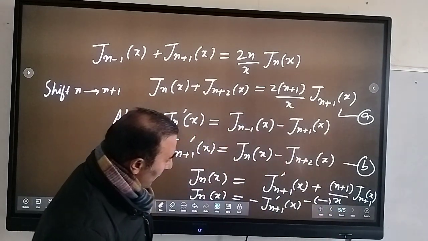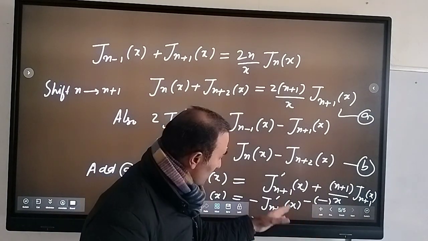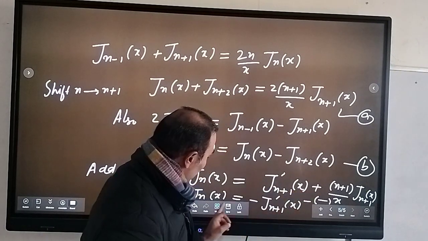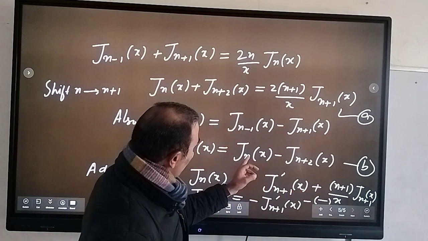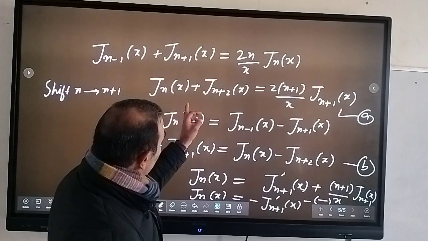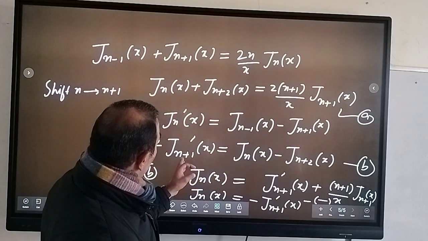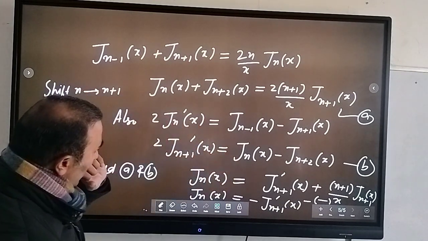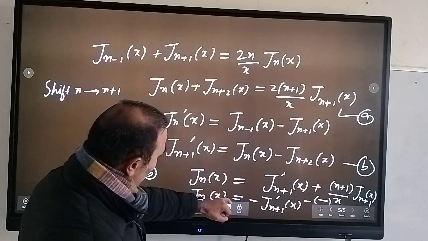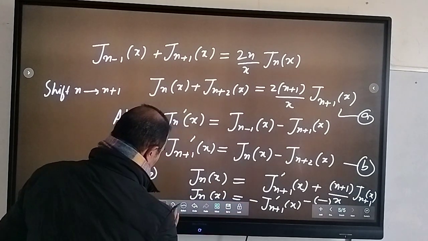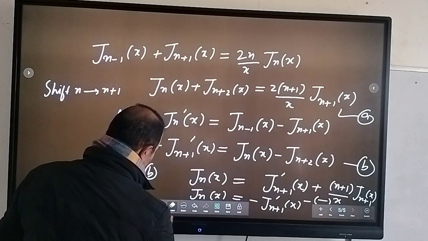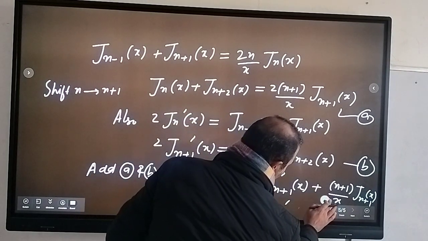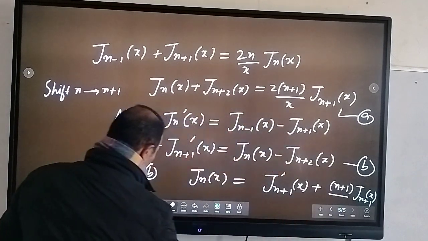When does this come? When you subtract these two equations. First, when we added the two equations, equation first and next, we got this equation. When I subtract, what will come? On the right hand side, this will be twice Jn of x, so Jn of x cancels. Instead, I will get this relation. So I can generalize this equation.